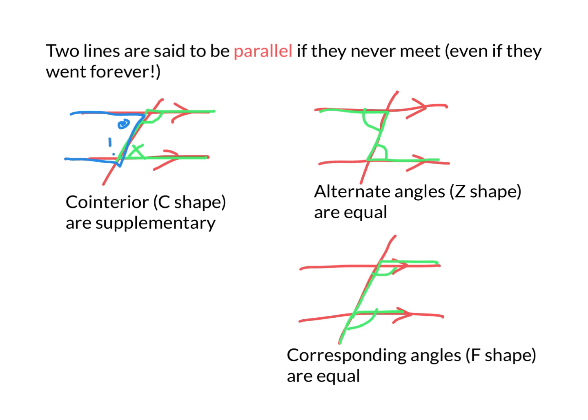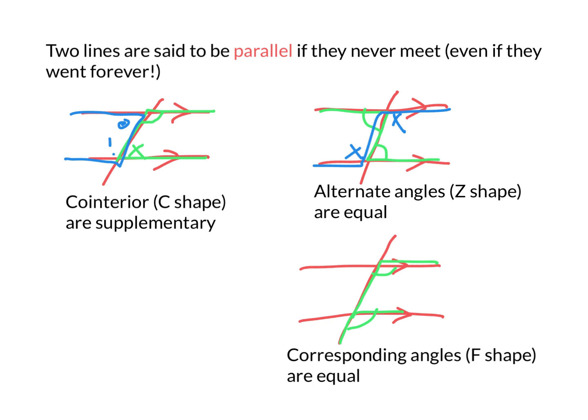So just like for co-interior angles, the Z shape that this makes doesn't have to be like a normal Z. It could also be a back to front Z. So I could draw the Z like that, this angle here and this angle here. They would also be alternate, meaning they must be equal.